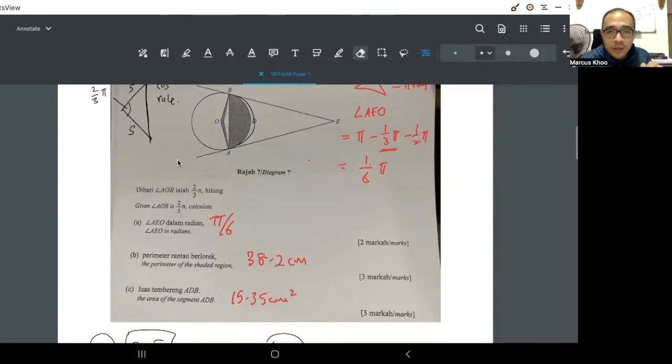So sorry, I'm stuck at this question B. I will get back to you on this if I can figure out why, or maybe there's a mistake in this question. But I'm going to answer question C first.